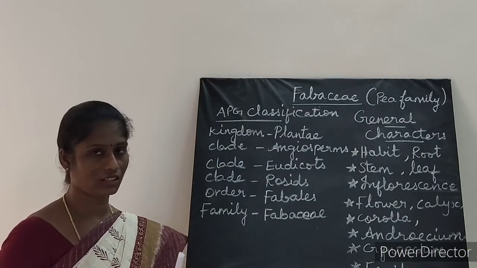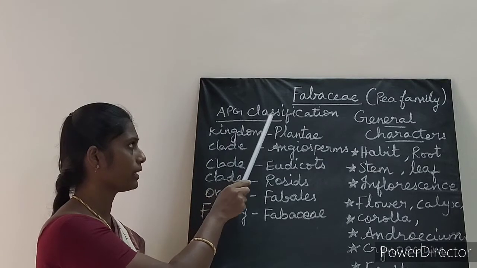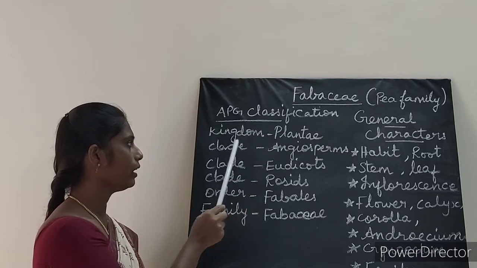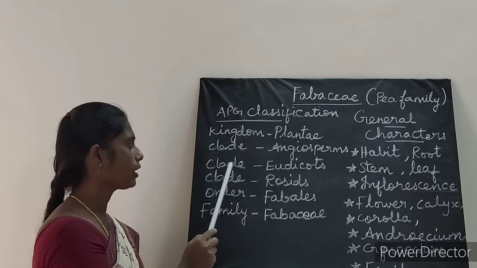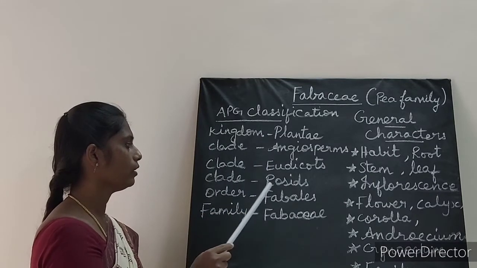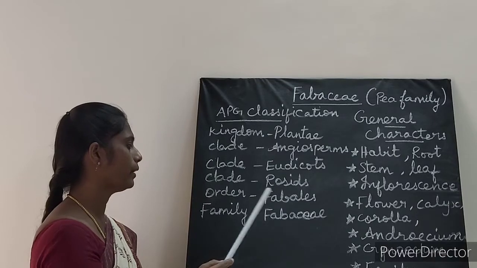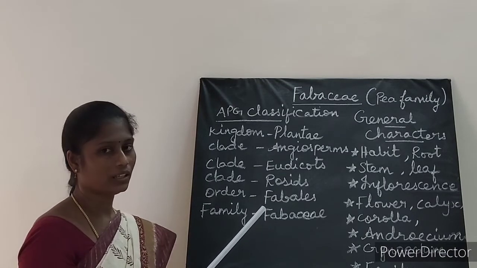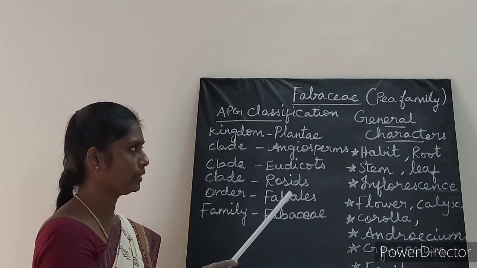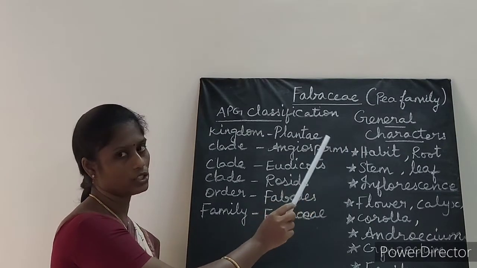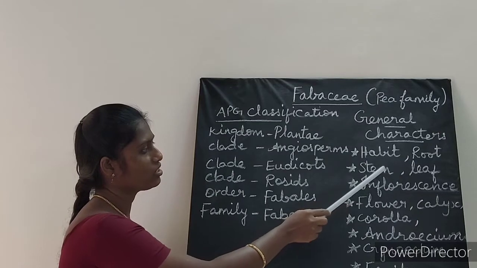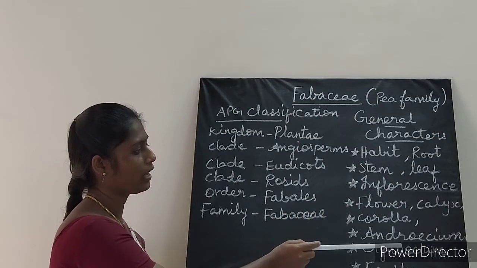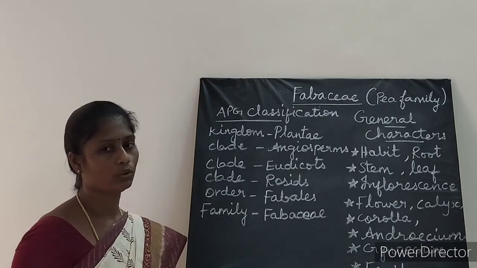According to APG, that is Angiosperm Phylogeny Group classification, Fabaceae belongs to the kingdom Plantae, clade Angiosperms, clade Eudicots, clade Rosids, order Fabales, family Fabaceae. Now let us study the general characters of this family. General characters include distribution, habit, root, stem, leaf, inflorescence, flower, calyx, corolla, androecium, gynoecium and fruit.